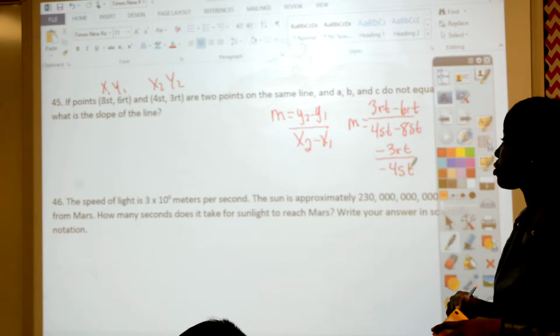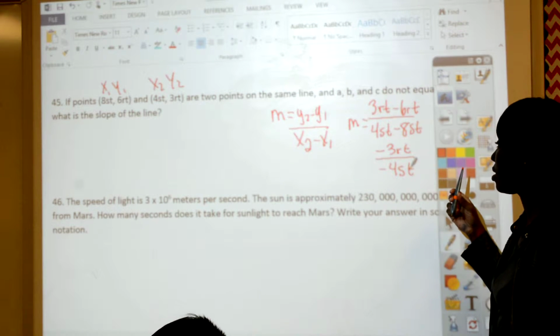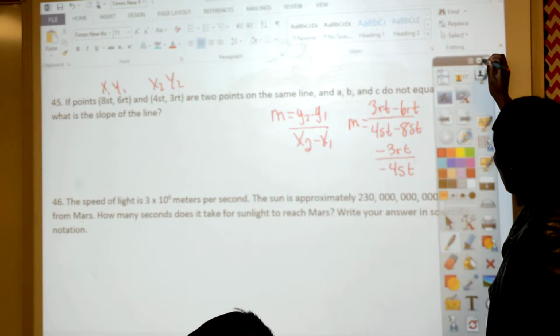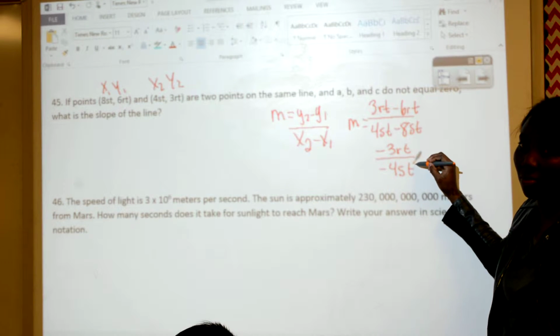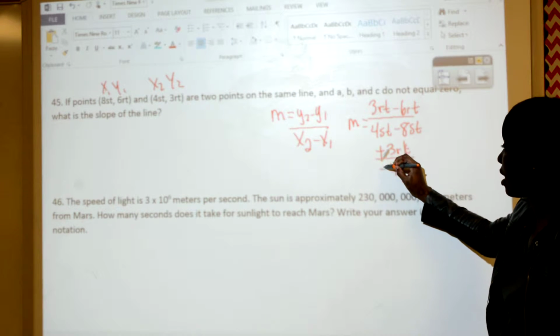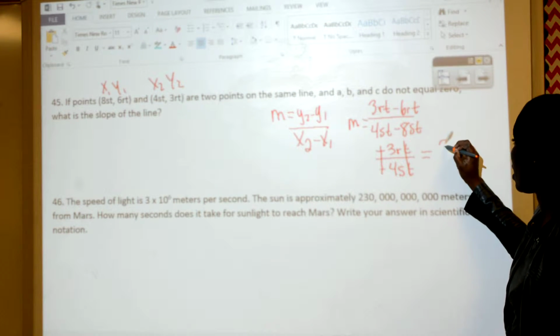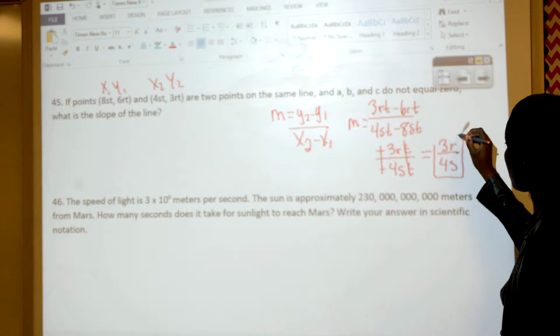Now our division rules come in, because now we're going to divide and we have some exponents. On the exponents, basically this is t to the 1 minus t to the 1, which is t to the 0, so those cancel. And we know 2 negatives make a positive, so the final answer is 3r over 4s.